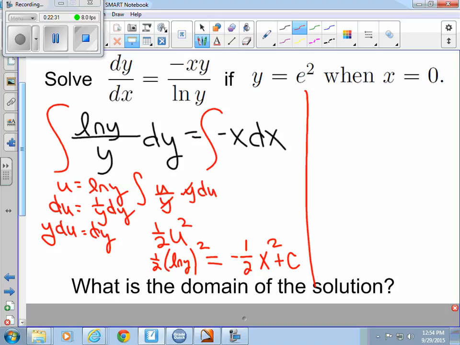So we did need a u substitution on that. X is 0, y is e squared. So I get 1/2 natural log of e squared equals negative 1/2 times 0 squared plus c. What is natural log of e? Yes, sure. 2, good. Why is 2? Okay, so if you bring the power in front of the natural log, you can, however you want to think about it, so you get 2, 2 squared is 4, 4 divided by 2 is 2.